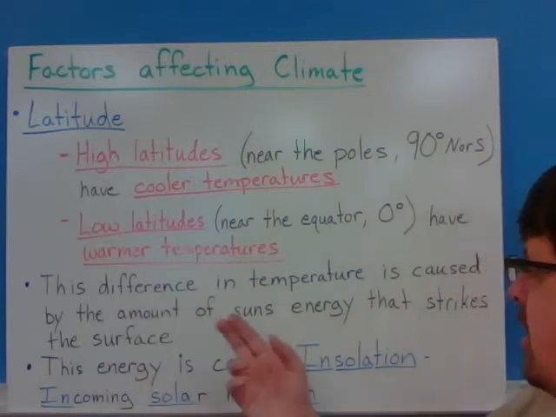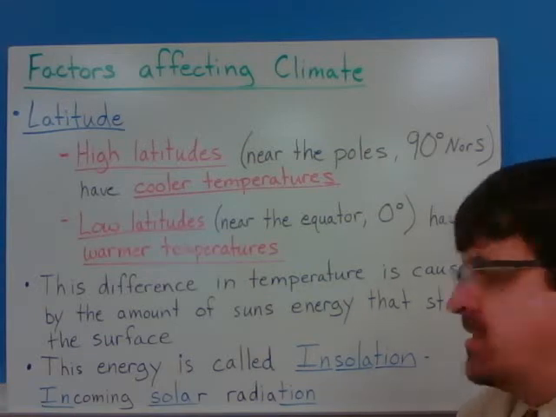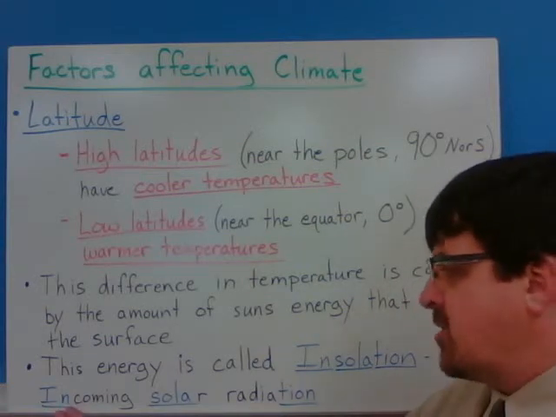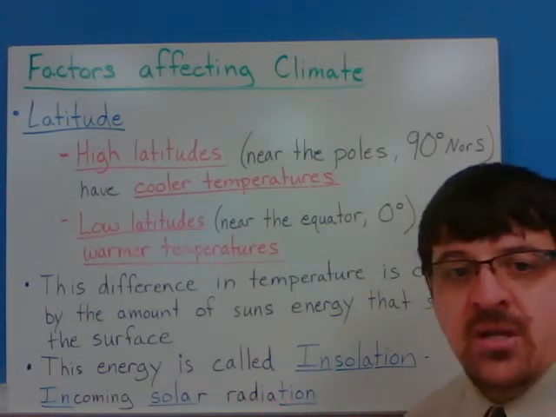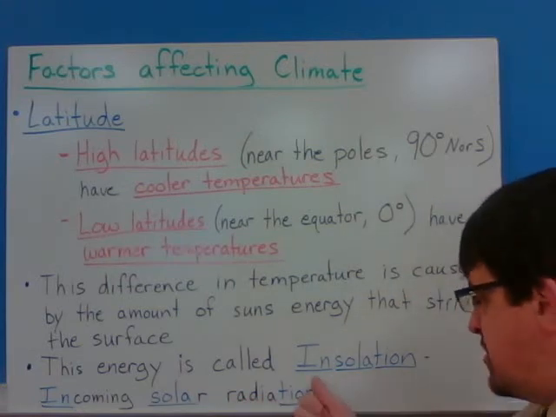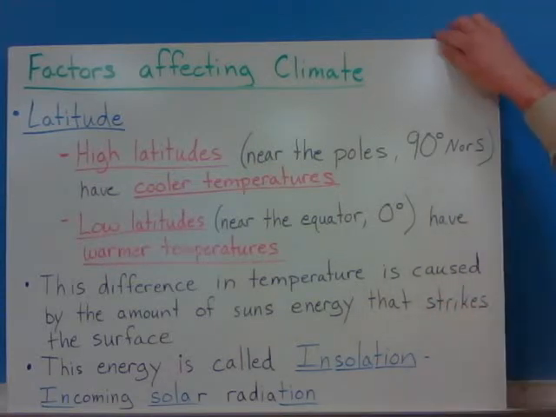Now, the difference is caused by the amount of the sun's energy that strikes the surface, and I'll show you a diagram of that in a second. We call this insolation, incoming solar radiation. That's what insolation is. Insolation is the incoming sunlight.